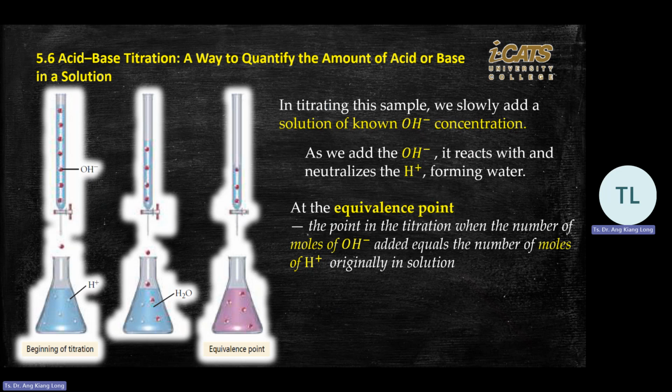At the equivalent point of titration, the number of moles of OH added equals the number of moles of H plus. You don't know how many OH you have, but the number of OH you add will balance the number of H. If the question gives you 4 mole, you need to add 4 mole. If the H plus in the question is 5 mole, you need to add 5 mole of OH at the equivalent point. Then once you reach the equivalent point, the titration is complete.